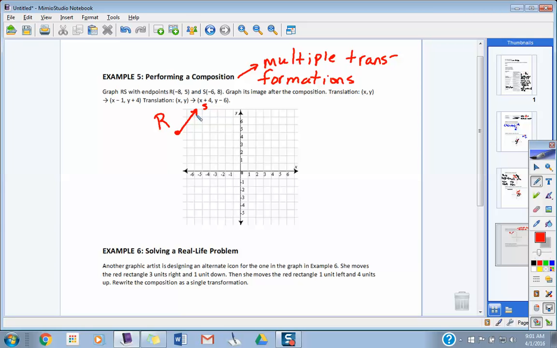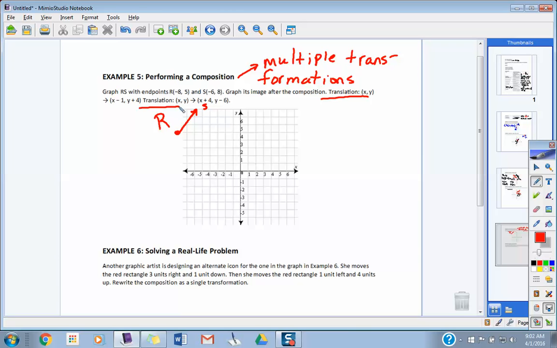Okay. Now, guys, it says graph its image after the composition (x, y) turns into (x minus 1, y plus 4), and then (x plus 4, y minus 6). What I want to get at, guys, is the following. You right here have two translations, okay? And they're basically saying, hey, slide this vector to one spot, and then from there, slide it again. Does that make sense to everybody?